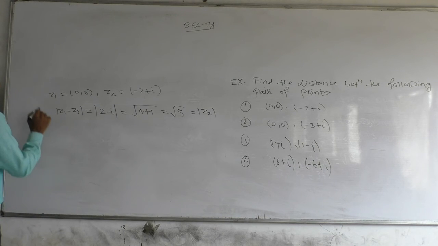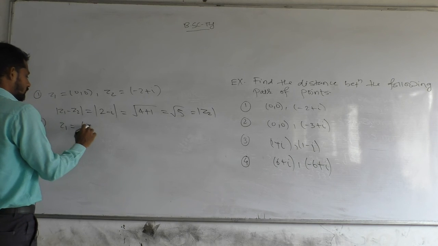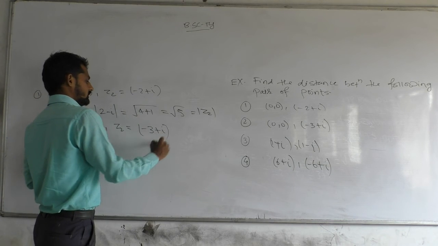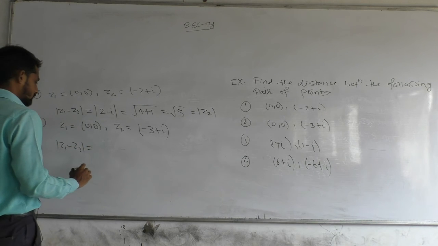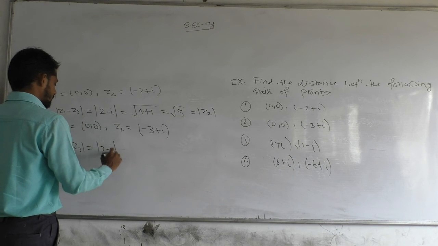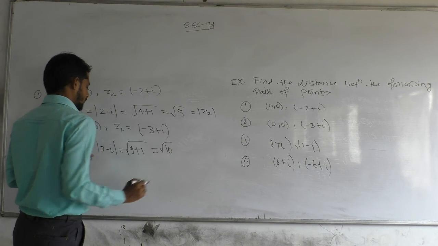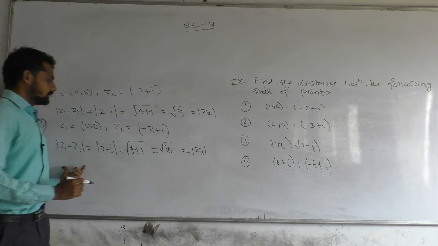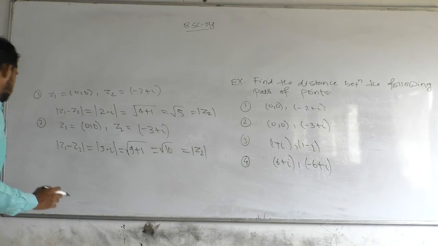Now second, z1 is equal to origin and z2 is equal to minus 3 plus I. So mod of z1 minus z2 is equal to the absolute value of 3 minus I, which is equal to square root of 9 plus 1, which is root 10. It is equal to the modulus of z2, because the distance between the origin and the given point is called the absolute value.